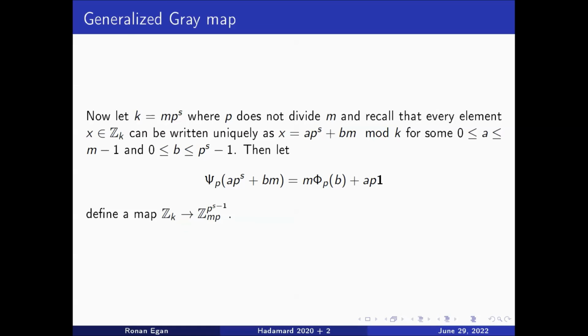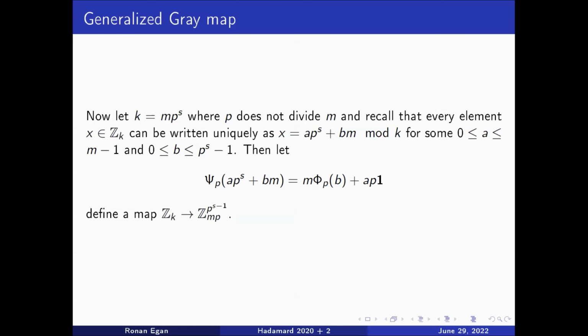And you just have to apply this map from before to the part that is the part b, which is some number between 0 and p to the s minus 1. And then again, we have a times this p factor here times a vector of all ones. So it's sort of natural, but took a little bit of thinking about to get right.